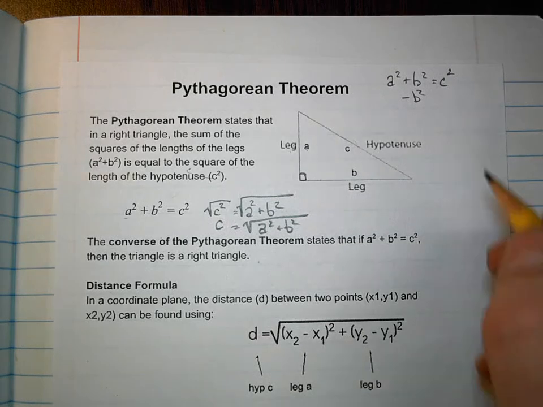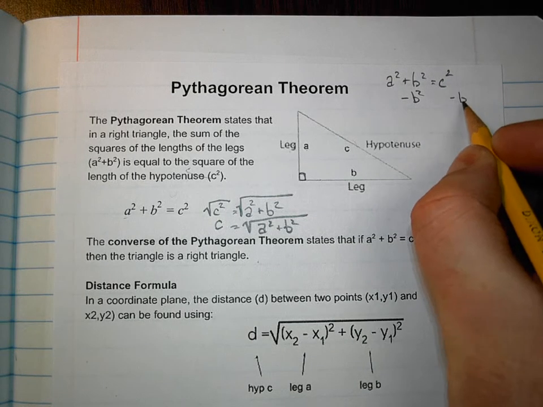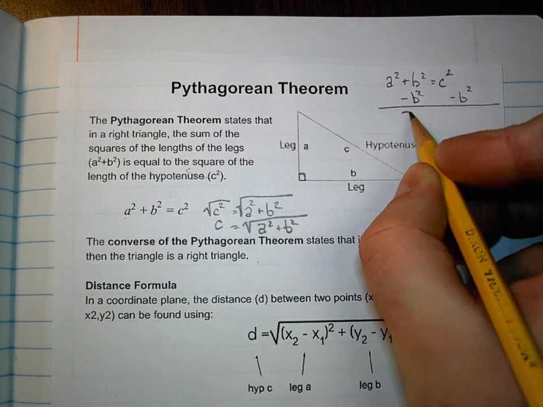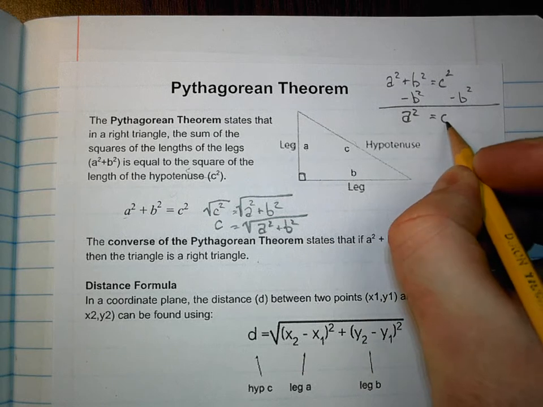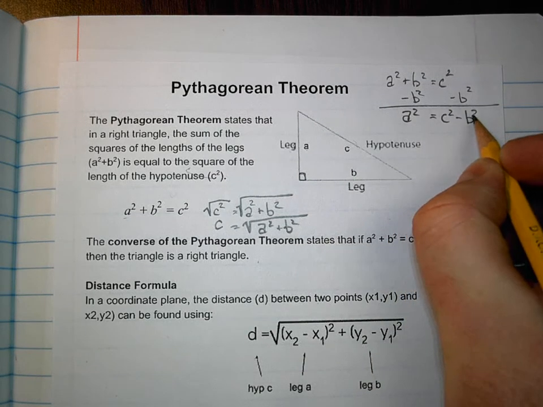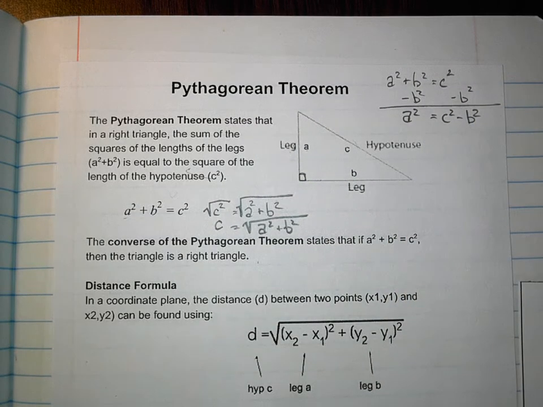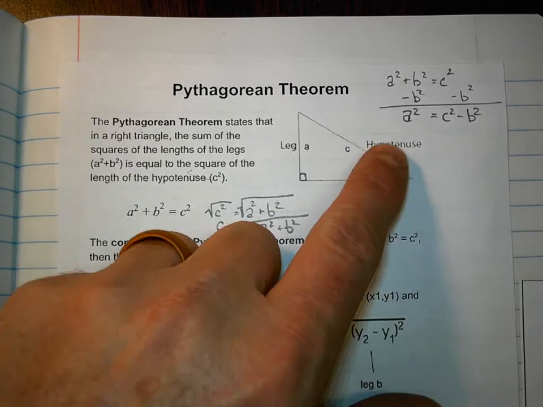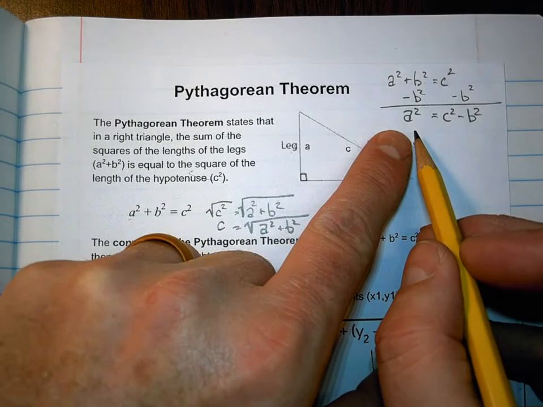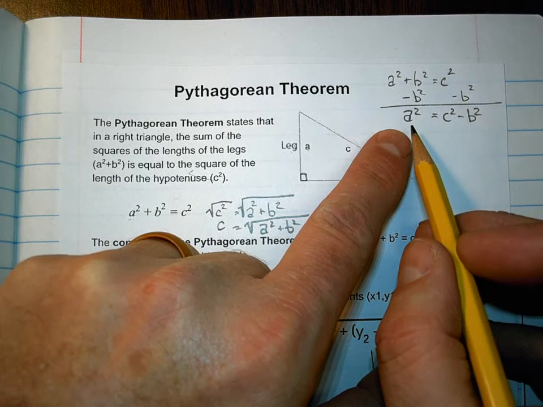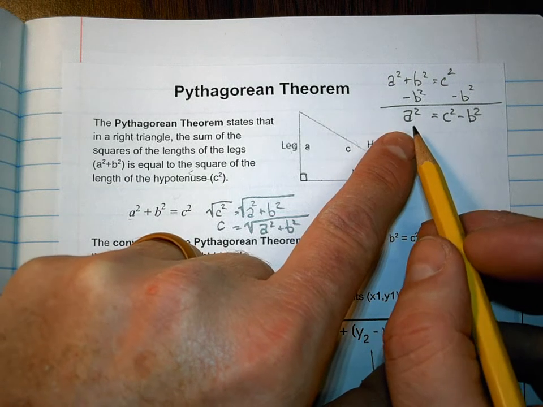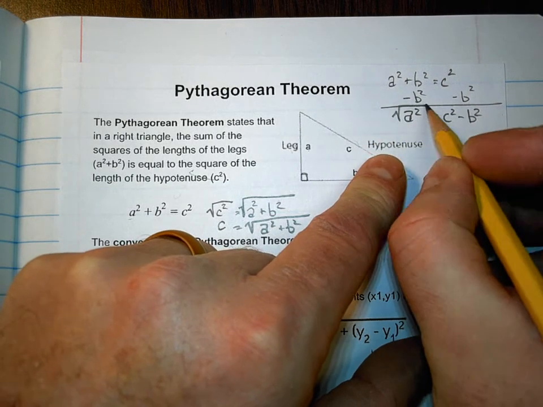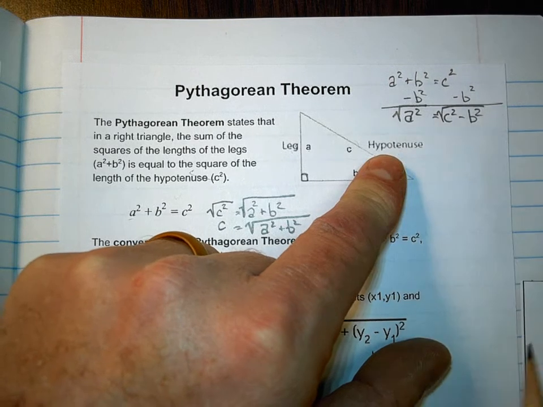I'm adding the opposite, right? So I do it to both sides. I end up with a squared equals c squared minus b squared. I've just written the formula for one of the legs, haven't I? How do I get rid of the a squared? What's the radical sign, right? I radicalize both sides.